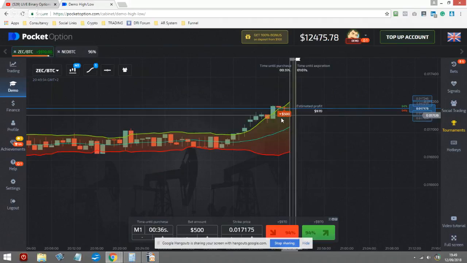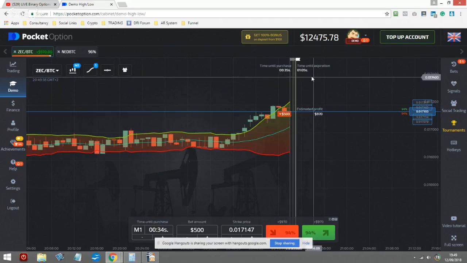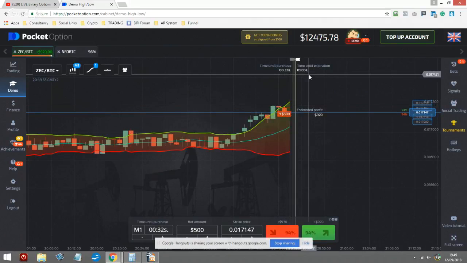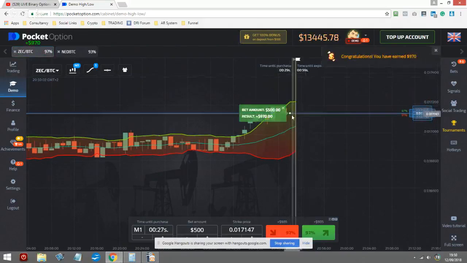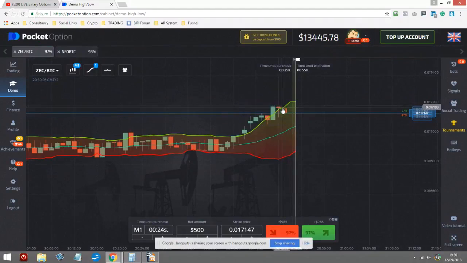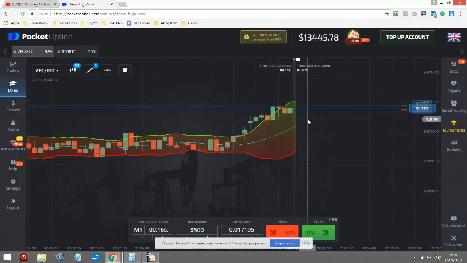So you can see the price is dropping and the countdown goes down to 1 second, and we've just won $970. Now that was a complete guess. Right, that wasn't based on any trading pattern whatsoever. It was just a complete guess. In actual fact, I thought the price was going to go up, which is why I made that bet. So we'll just wait for this to happen.